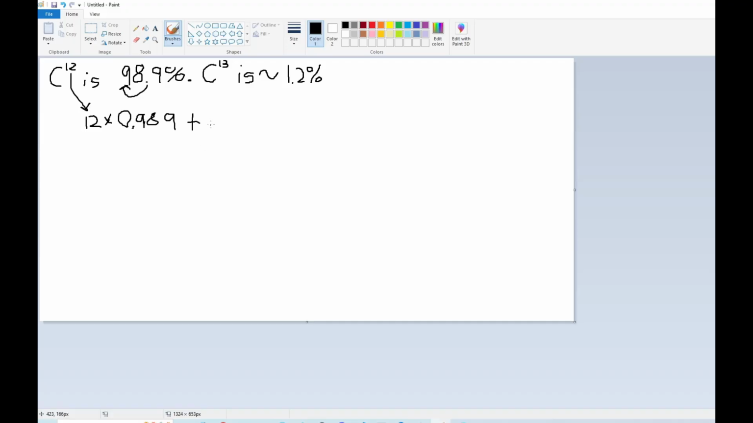Anyway, so you add that to 13 from here, times this. Again, you shift this over 1 and 2. And that gives you 0.012, like that. And then that equals a very cool number that I know off the top of my head.